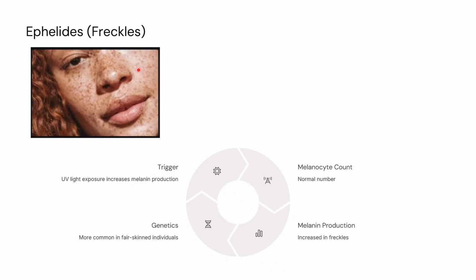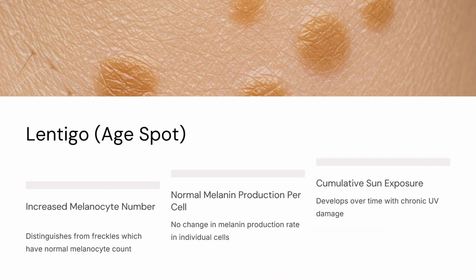This is the basis: genetic association. It is seen in fair-skinned individuals who have a genetic predisposition for this condition. What about lentigo? Lentigo is a spot similar to this. This happens in old age too. Here they will be like ephelides, or the freckles.